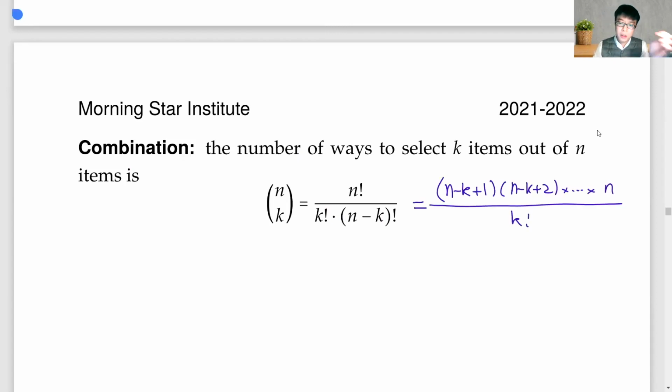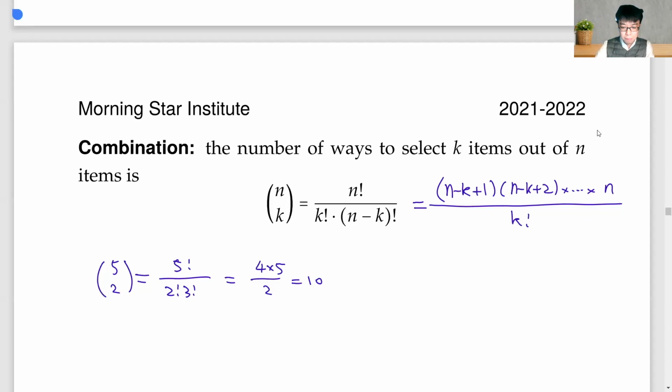That's equivalent. And for example, we have 5 choose 2, which equals 5 factorial divided by 2 factorial and 3 factorial. The reason is because 5 factorial divided by 3 factorial, you have only 3, 4 and 5 remaining. So this is 4 times 5 divided by 2, which is 10.